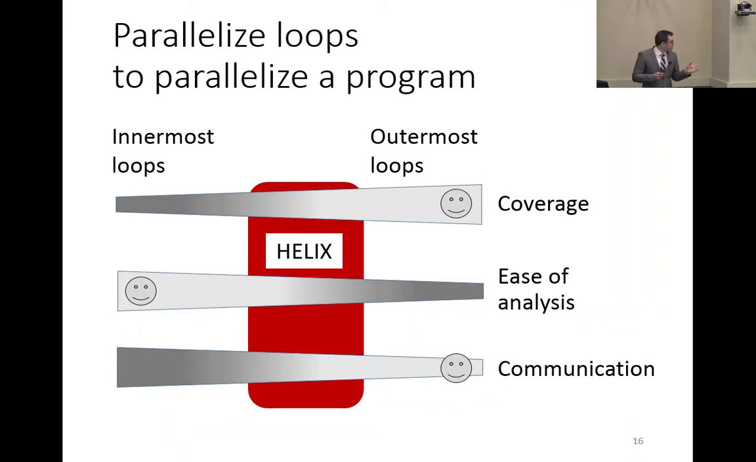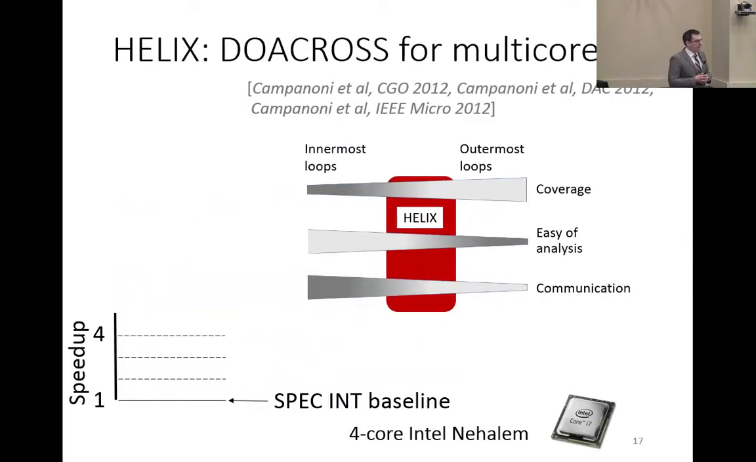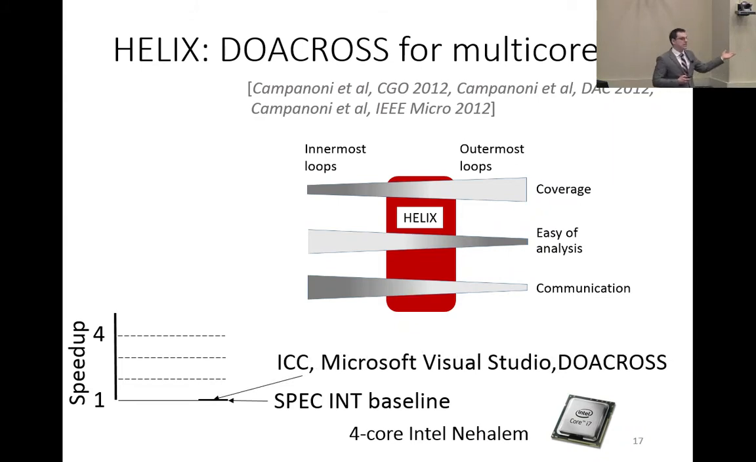So the first question is, how well do we perform? I built the compiler, and I took the integer benchmarks of the SPEC suite, which represents the non-numerical program space. I ran them on today's system, an Intel Nehalem with 4 cores. I took the time running them sequentially, and I called this the SPEC baseline. The first thing I did was to take state-of-the-art industrial-strength compilers, Intel ICC and Microsoft Visual Studio. They include parallelization techniques inside. So I tried to use them.